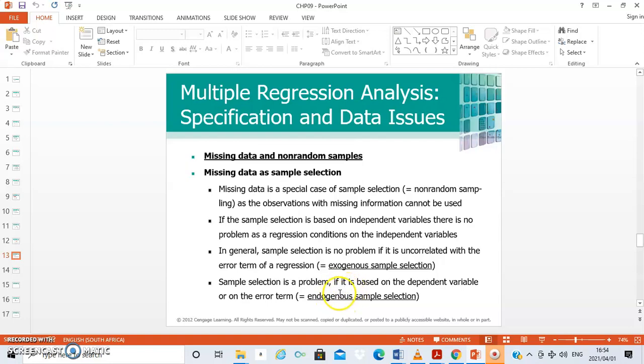Now remember, the reason why we say the word endogenous is because the dependent variable is being determined within the model. In other words, we are trying to find the expected value of the dependent variable given the fixed values of the independent variables, and that's why we say the independent variables are considered to be exogenous while the dependent variable is considered to be endogenous. And that's why we say usually such things come as a result of endogenous sample selection and not necessarily as exogenous sample selection.